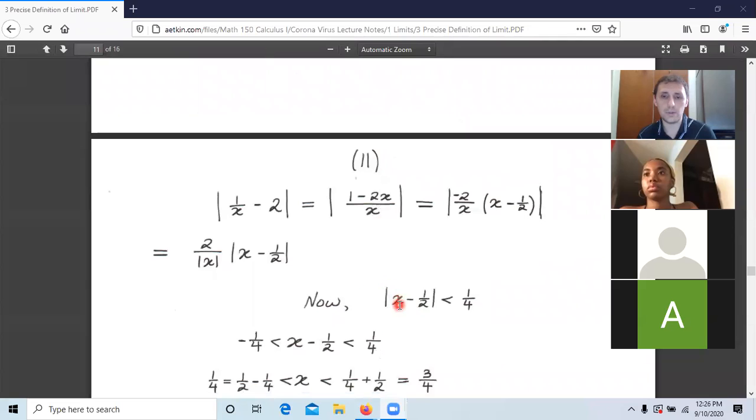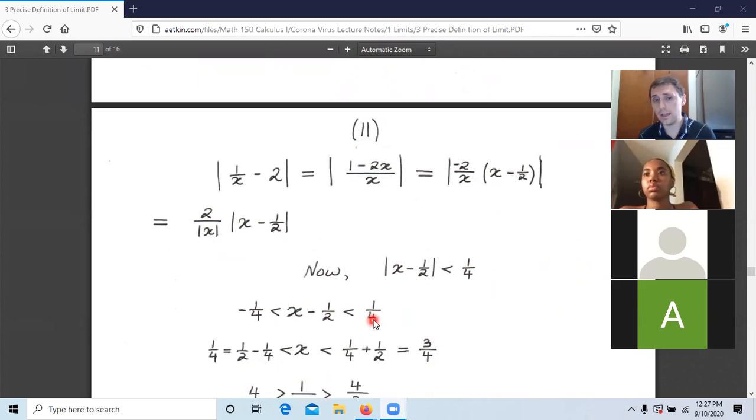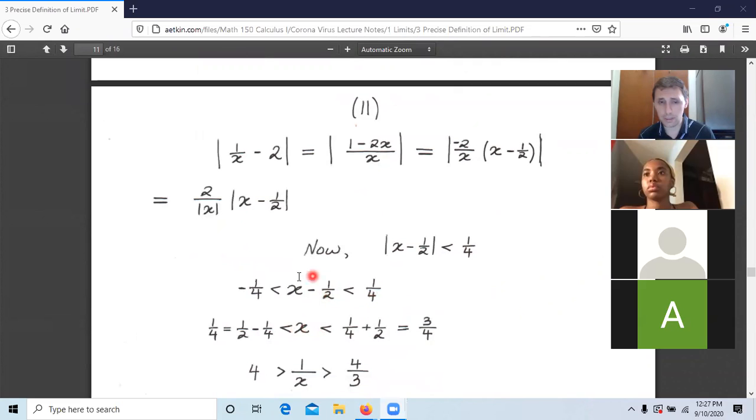And I know that the absolute value of x minus 1/2 is less than 1/4. So that means that x minus 1/2 is between minus 1/4 and 1/4. And that will imply that, by just doing the algebra, x is between 1/4 and 3/4. Are you with me, guys? It's a bit tiring, but I hope you are still able to follow.